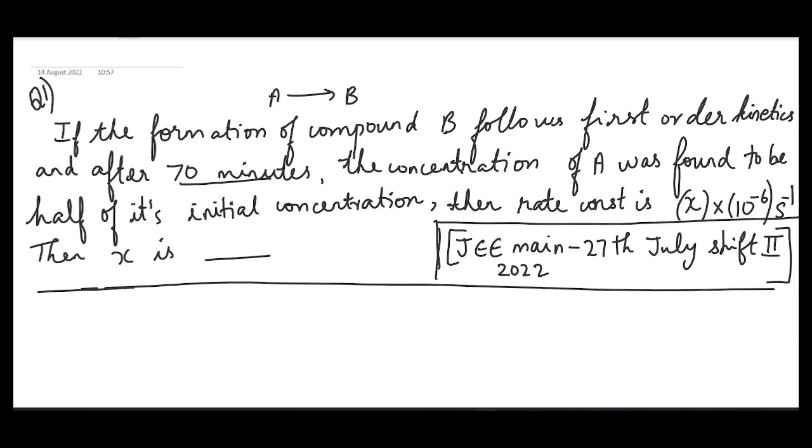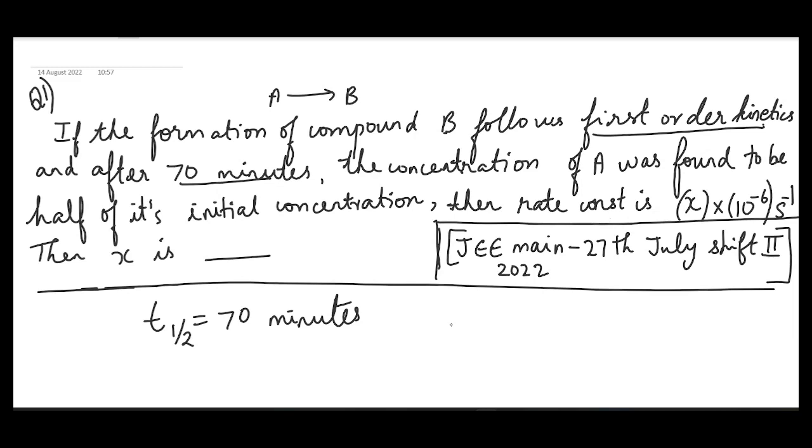So, if the concentration of A is found to be half of its initial concentration, then the time which is given, that is the 70 minutes, is nothing but the half-life of that particular reaction. So, essentially, half-life of the reaction is given to us. It is 70 minutes. Now, they have also given that it is a first order reaction and they are asking the rate constant. So, this is a simple question.